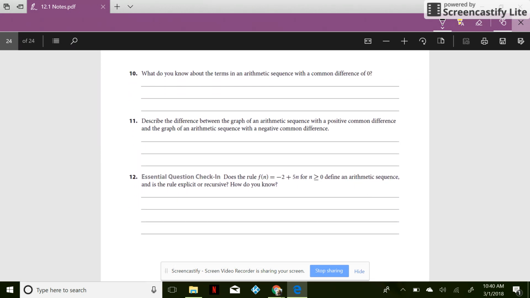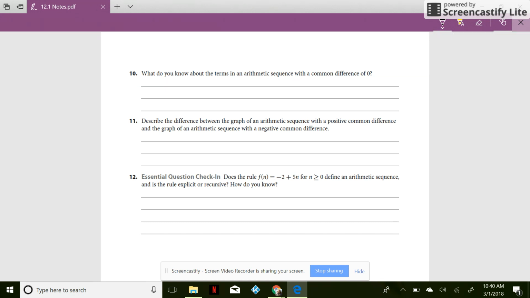Last couple things here. So what do you know about the terms in an arithmetic sequence with a common difference of 0? Well, if we think about it, f of n would be equal to whatever the starting value is plus 0 times n. Well, 0 times anything would just be 0. So f of n would be equal to a all the time, so they're all the same number. They'd all be the same number.